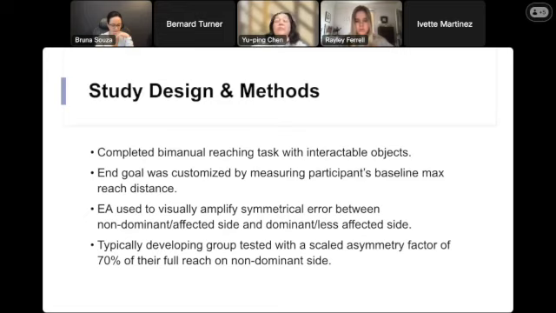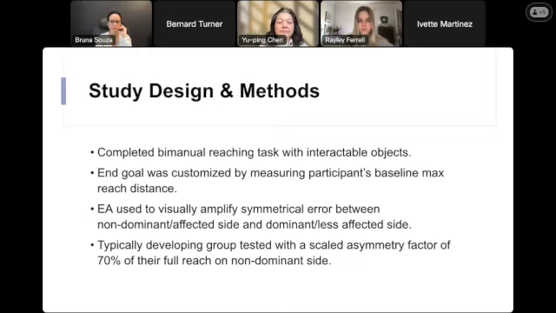And so this forced the participants to reach farther than necessary to produce visual symmetry in the game, but not actual symmetry in real life. Another thing they did was that the typically developing group was tested with a scale asymmetry factor of 70% of their full reach on their non-dominant side.